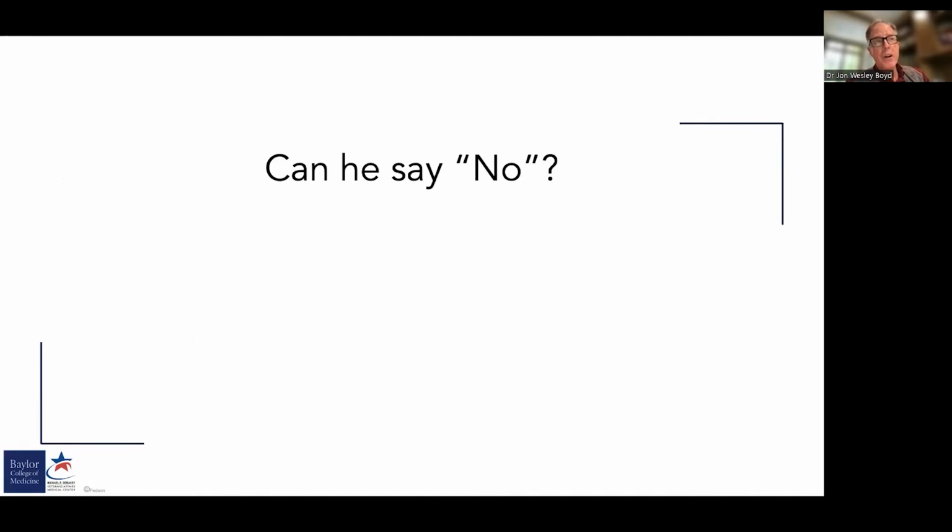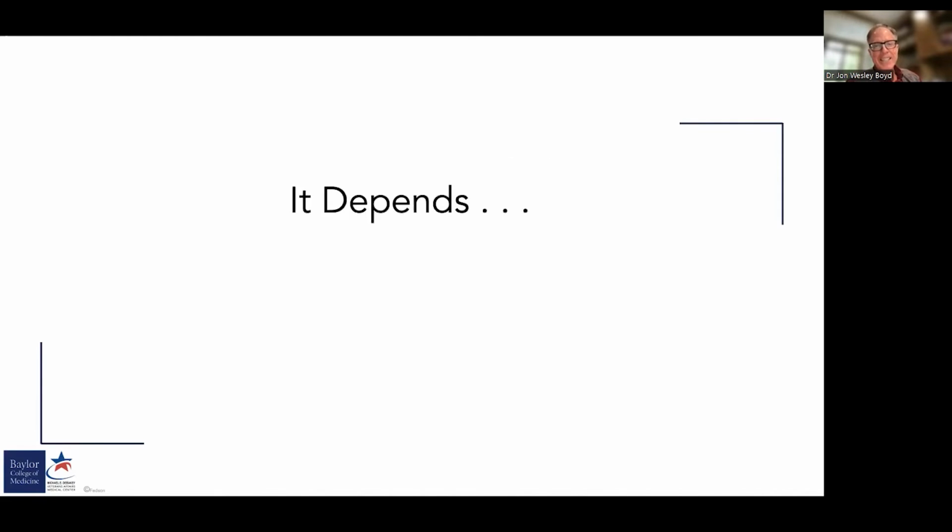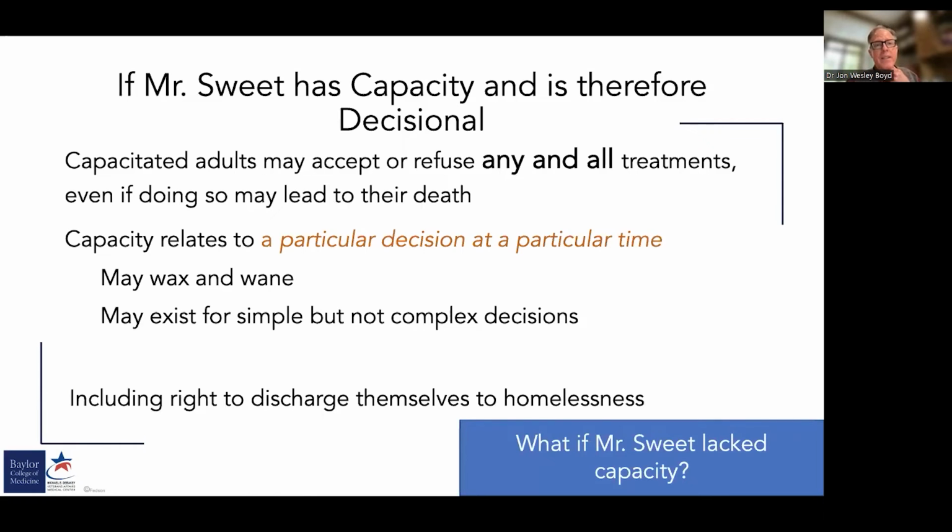And right now, I hope you're saying, we don't have enough information, because you know what? I didn't give you enough information to make a call yet. And so that's why I say it depends. What does it depend on? Hopefully you know the answer, but here we go. If Mr. Sweet has capacity, then we say that he is quote unquote decisional. That's sort of a shorthand way of saying he's got capacity and he can make choices for himself.